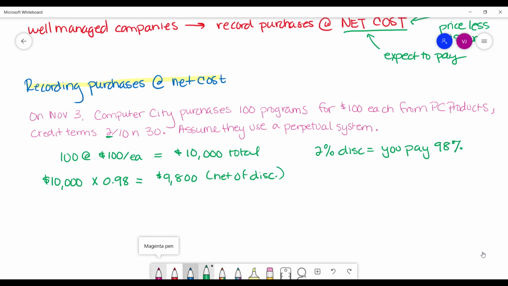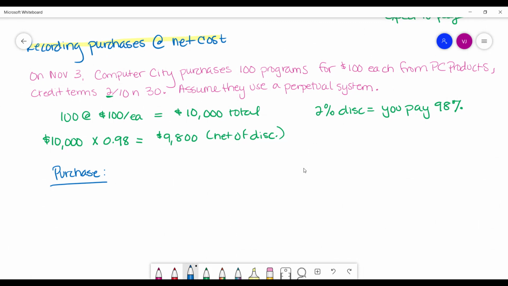So how do I then record the purchase? Under the net method, remember, you record it assuming you're going to take the discount. So under the perpetual system, we use the inventory account. So we're going to debit inventory because I just bought some more inventory. But I'm not going to debit it for 10,000. I'm going to debit it for 9,800 under this method, assuming I'm going to take that discount, and I'm going to credit accounts payable because I bought it on account. There wouldn't be credit terms unless you bought it on account. And I'm going to credit accounts payable for $9,800.